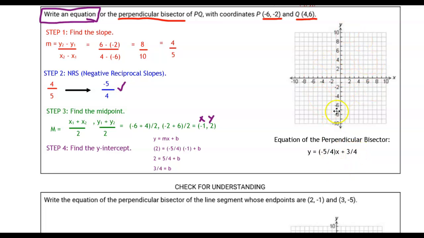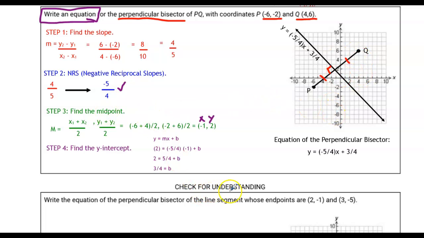We can verify this by graphing the line segment onto this graph and then graphing the equation of the perpendicular bisector. And there you go. I've drawn that perpendicular bisector, that line that splits line segment PQ into two equal pieces, and it intersects at a right angle. And here are the markings, the appropriate markings to prove it.